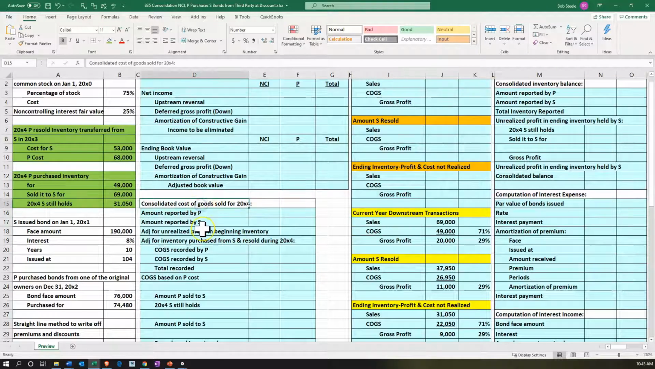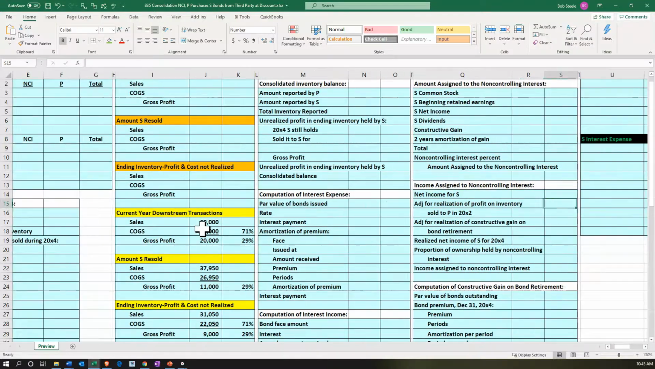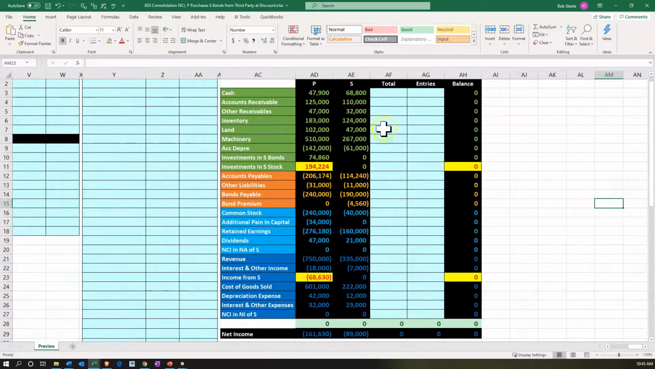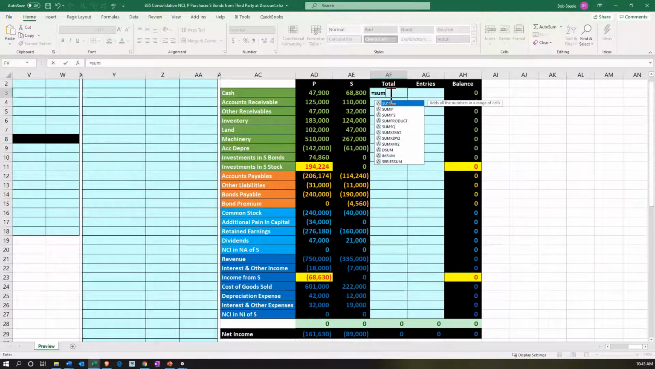So now let's jump over here and look at the consolidated cost of goods sold for 2000x4. So what we're going to do is say, okay, what's in cost of goods sold? Let's see if we can get to the ending number of cost of goods sold after the consolidation, and just with a table, think about what it would look like. So if I go all the way back over here, we've got P, we've got S. These are the trial balances for 2000x4. If I was to add up and do the total here, this is going to be our first step. I'm going to sum these up.